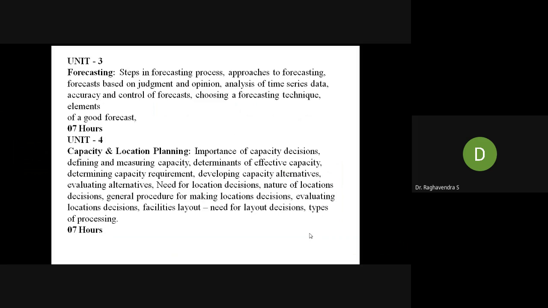Steps in the forecasting process, forecast based on judgment and opinion, analysis, time series data. Some numericals will be there in forecasting. Next, unit four deals with capacity and location planning, importance of capacity addition, capacity of any industrial organization or any service sector or goods sector, and developing the capacity alternatives, evaluating alternatives, need of location decision, nature of location decision, general procedure to make the location decision, evaluating facility layout, etc.